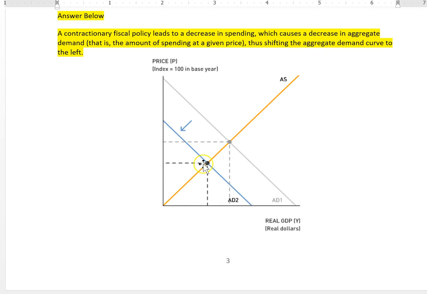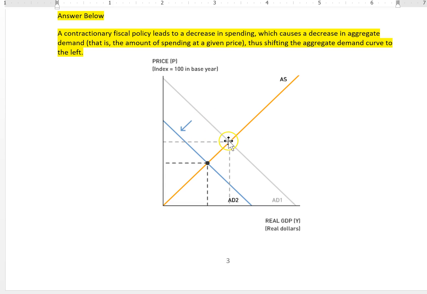So here's our aggregate supply. Here is our aggregate demand. Now, if we're reducing government spending, which is a source of demand, that's going to be a leftward shift of the aggregate demand curve. It's going to shift the demand curve to the left. I have it downward, but it's to the left.